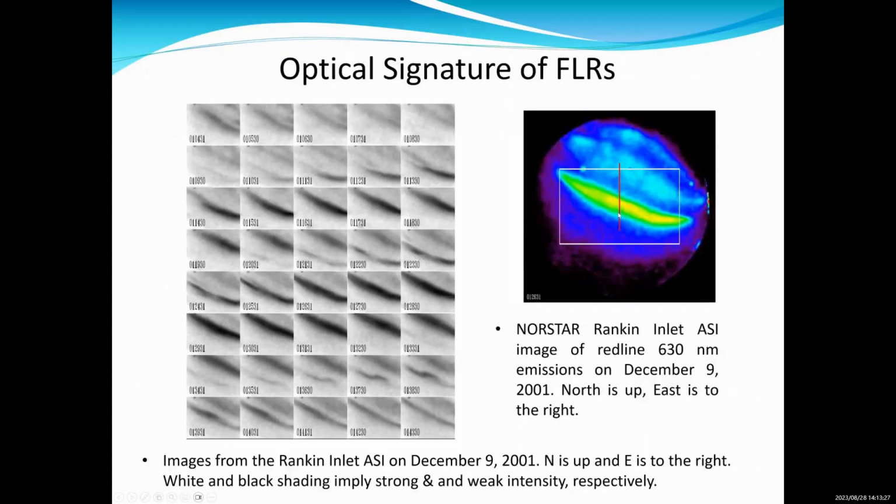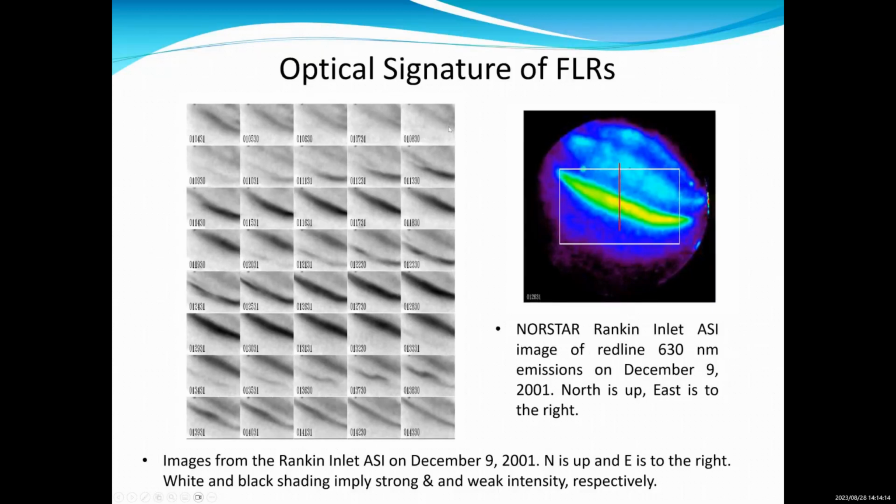Here's an attempt at explaining this. This is an all-sky camera at Rankin Inlet, no relation, in northern Canada. And this red line emission is produced by electrons precipitating within a field line resonance when the current is upward. If you look here, there's a sequence of images spaced a certain interval of time apart. It's easier to follow the maximum current.